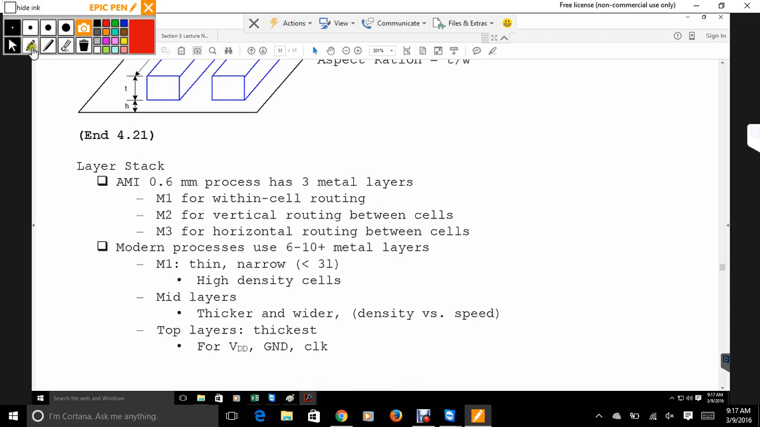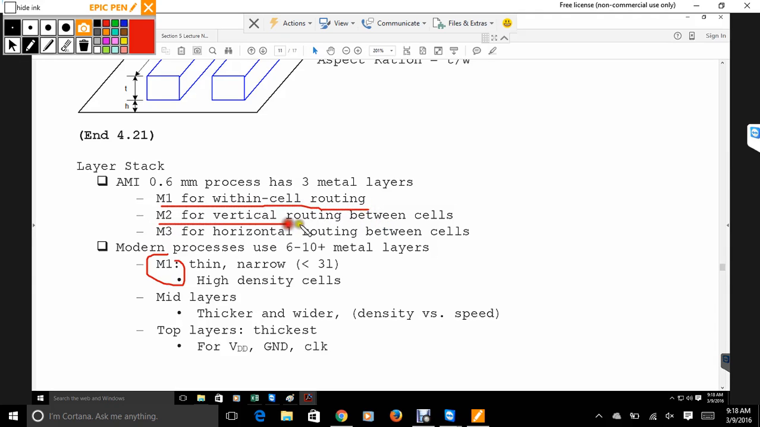And so here, this is 0.6 millimeter, 3 metal layers, whereas modern processes use 6 to 10 metal layers. And your goal should be, you have to worry about supply voltage, ground, and your clock signals. And then you really want your high density cells where you have a lot of work going to communicate back and forth with these different levels. So metal 1, within cell routing, you'll typically see with metal 1s.